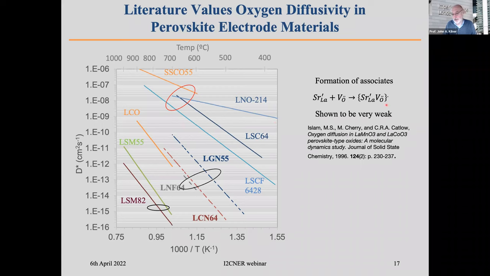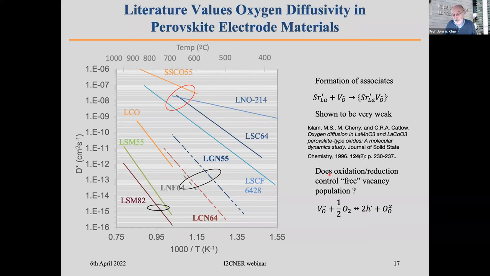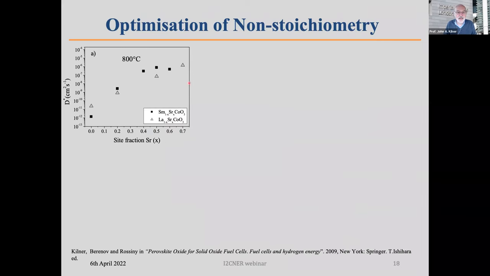Now, what about the associates that we looked at for the electrolyte? Well, we have the possibility in these materials of forming an associate with the oxygen vacancy, just as we saw in the electrolyte materials. But this has been shown by some calculations from Richard Catlow's group to be very weak indeed. So it's certainly not the origin of this large span of differences. So the question is, does the oxidation reduction reaction of these transition metal B cations, such as cobalt and iron, control this free vacancy population by this oxidation reaction? Well, we can look at that, and it means essentially the optimization of the non-stoichiometry.